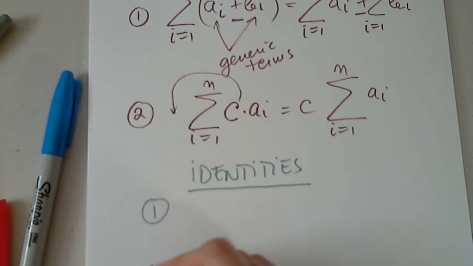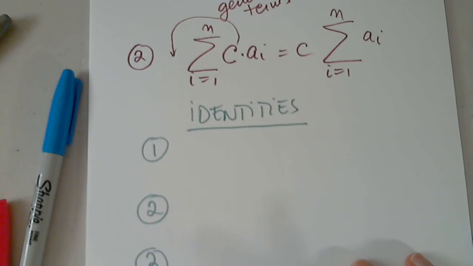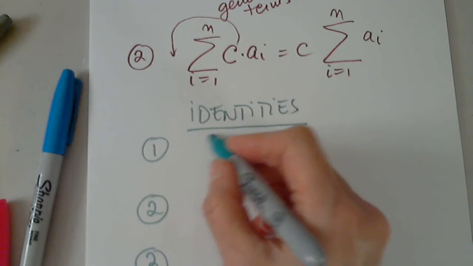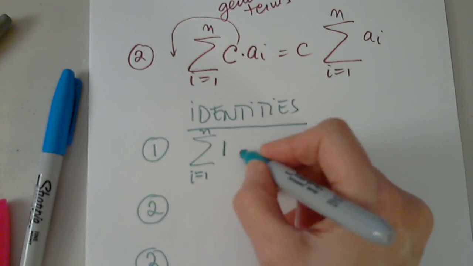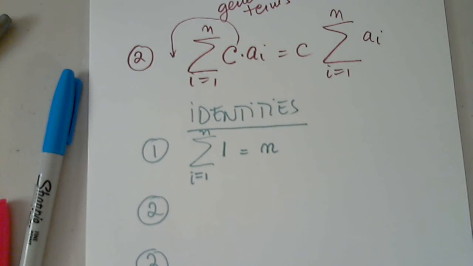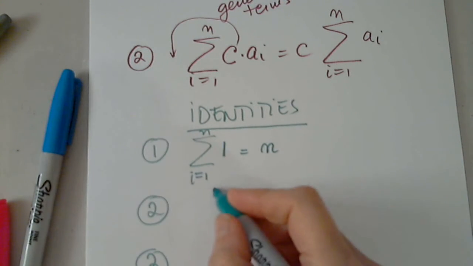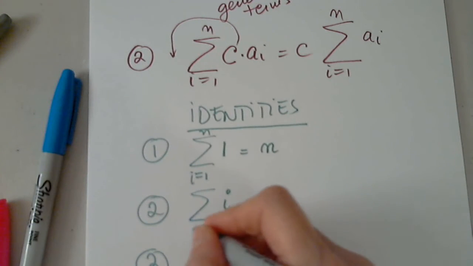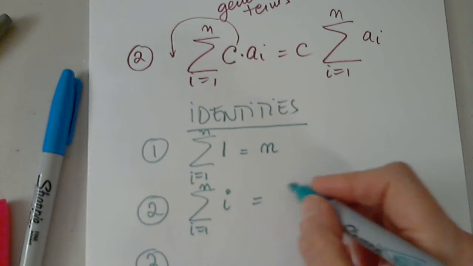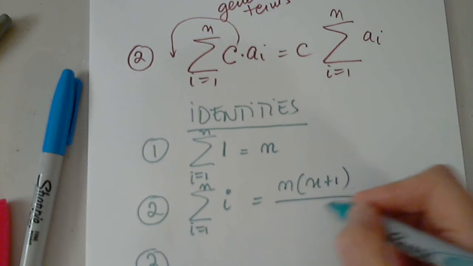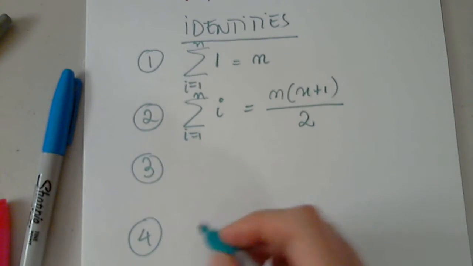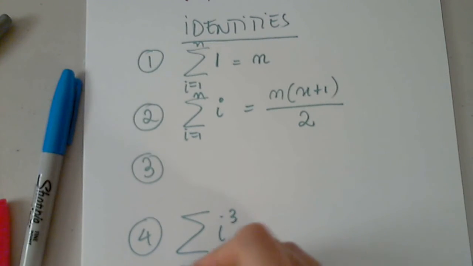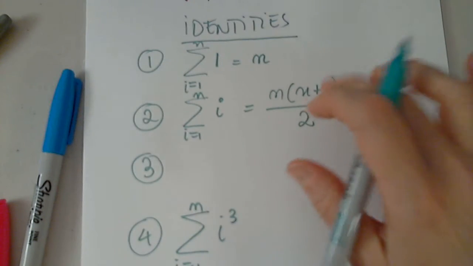There are 4 identities that you have to have in your notes or remember them. The sum of 1 from i equals 1 to n is n. You're adding 1 n times. The sum of i from i equals 1 through n is n(n plus 1) divided by 2. I'm going to jump to the fourth one because these two are connected. Easy to remember: the sum of i cubed from i equals 1 through n is the same, but squared.